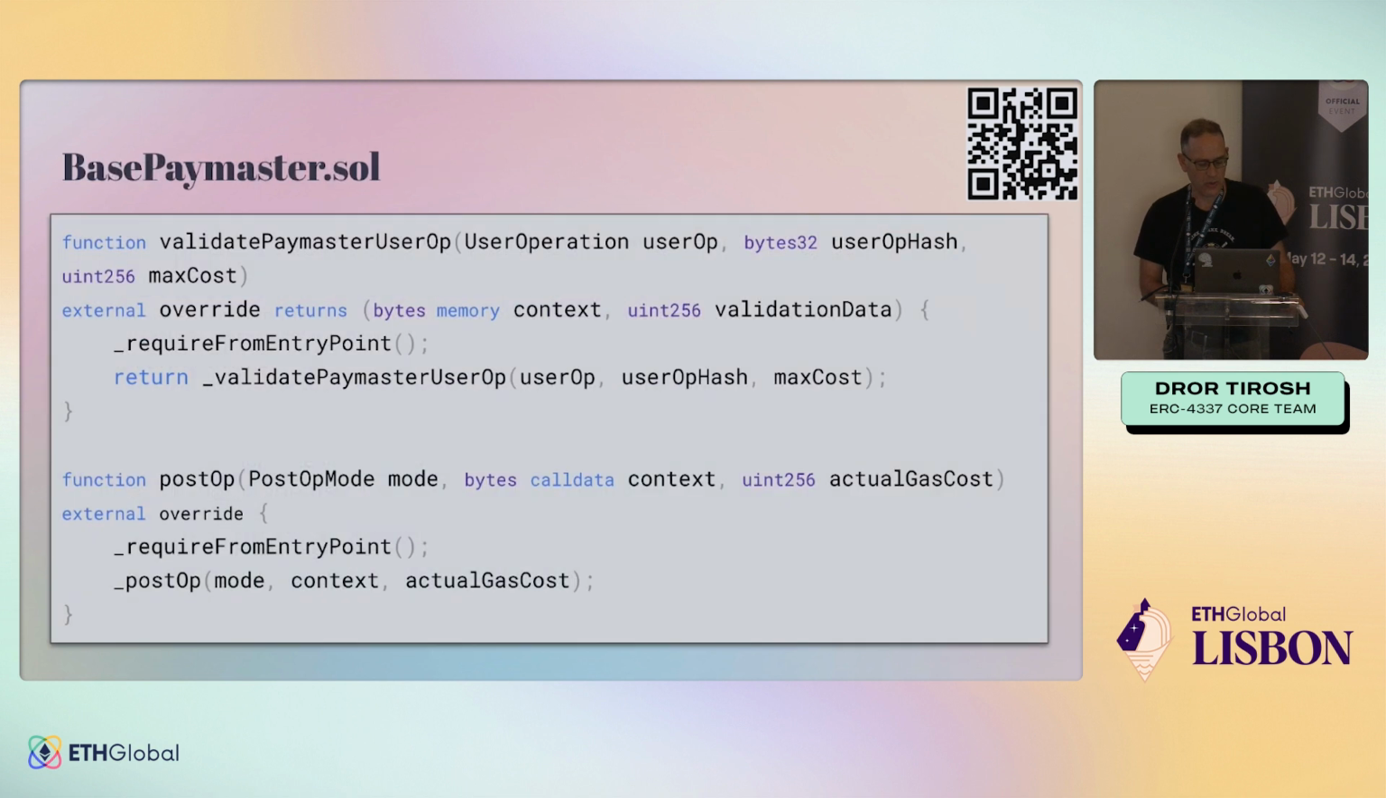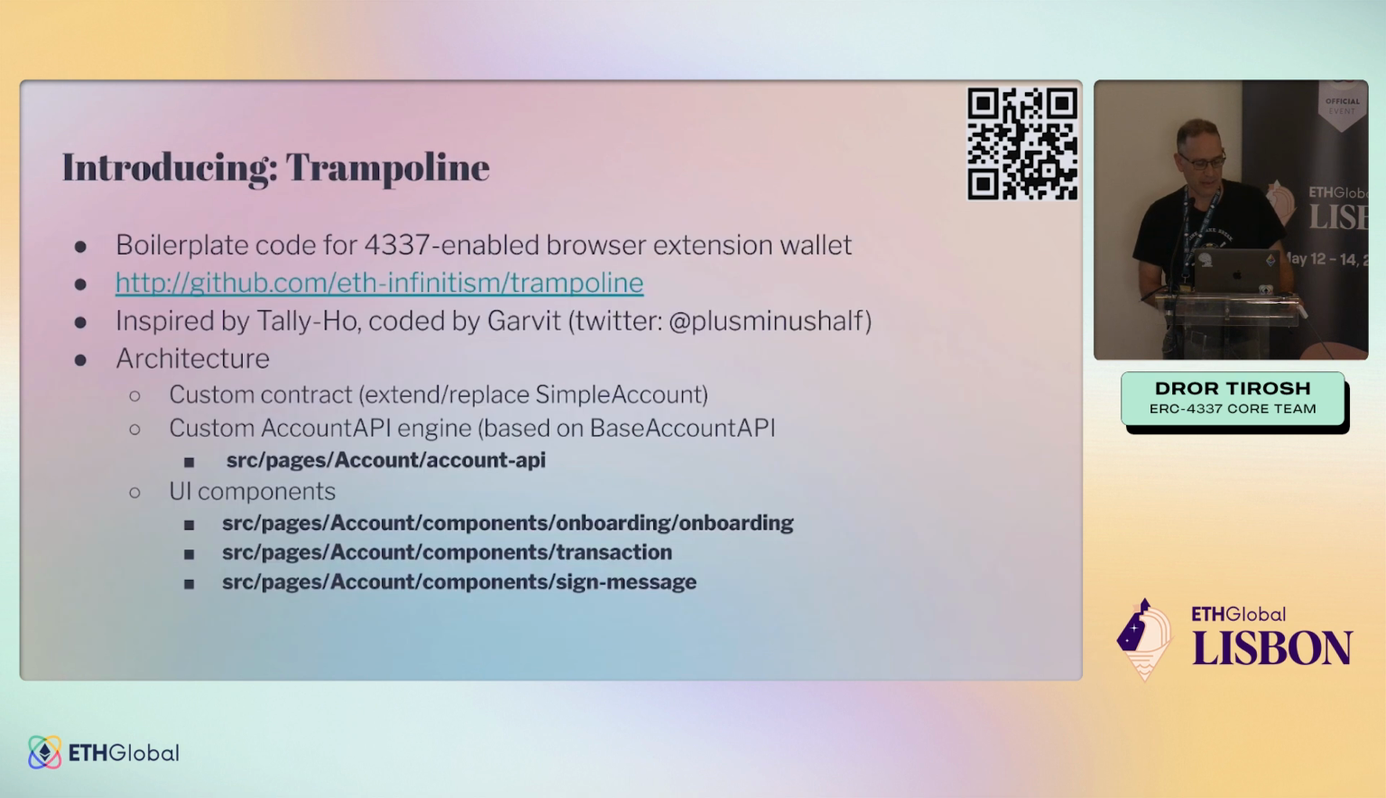Now, I will go over Trampoline. Trampoline is a browser extension we created. It is inspired by Tallyho or by MetaMask. It is not based on their code, and it is used to create an account. There are several projects that were already created using this in a previous hackathon.